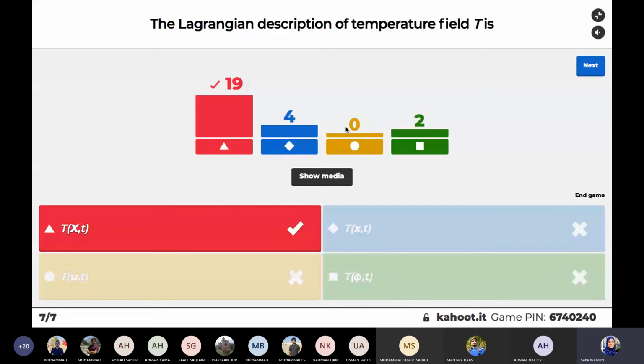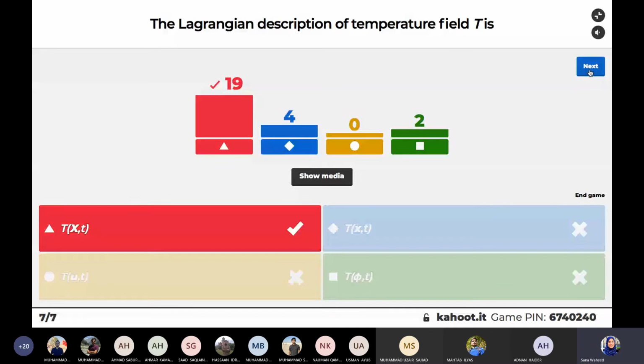Excellent. So most people were listening in the past hour. Very good. Yes, it is indeed the Lagrangian description is the reference material description. So it's in terms of the capital X, not in terms of any of the other properties. Small x represents the spatial description. U is just the displacement, as we've just discussed, and phi was the mapping. So that was a function. It wasn't a variable. Excellent.